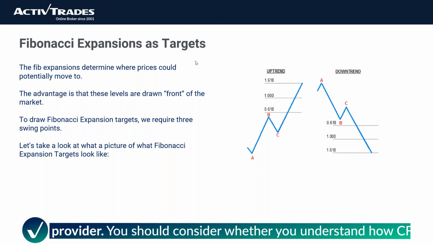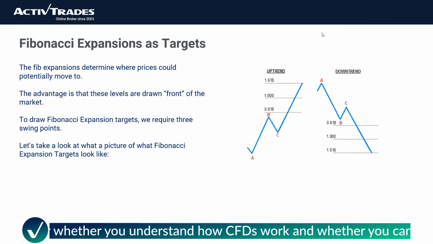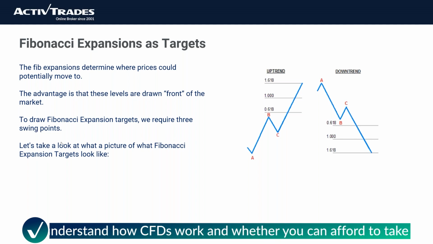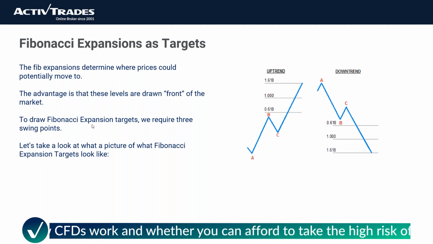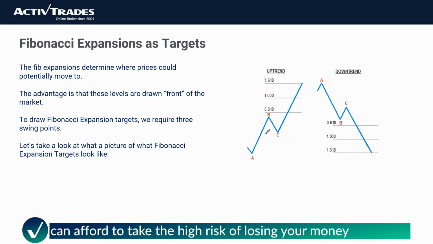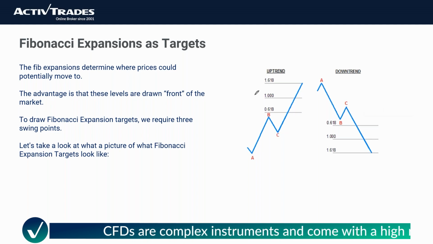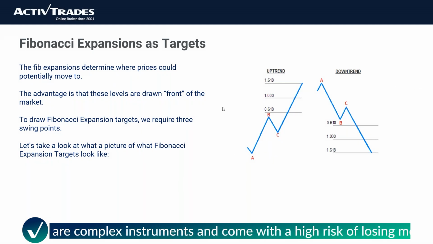And so to draw fib expansion targets, you require effectively 3 swing points. What we need is A, B, and C. That's what we utilize in terms of doing that. So what we want is to have the swing low, the swing high, and then our point C, our fib retracement, which is this place here. And then we'd be looking at where the possible projection of future targets might be, based upon the fib expansions and the relationship between point A and B.